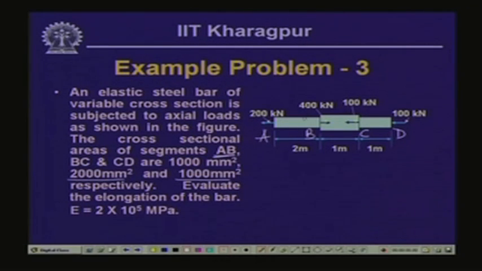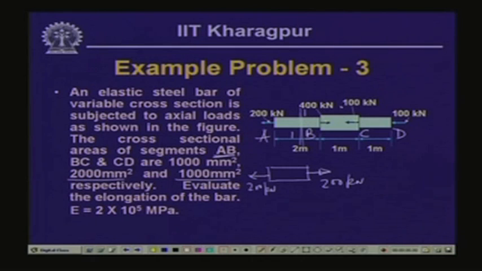Now, let us take a section somewhere here, let us call it section 1, and if we take the free body of this particular segment, it is subjected to a pull here of 200 kilonewton, and as we have seen for the free body in our module 1, the opposing force also will be 200 kilonewton. So, this particular segment is subjected to a pull of 200 kilonewton.